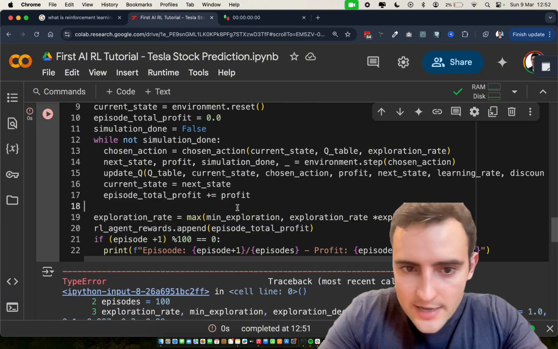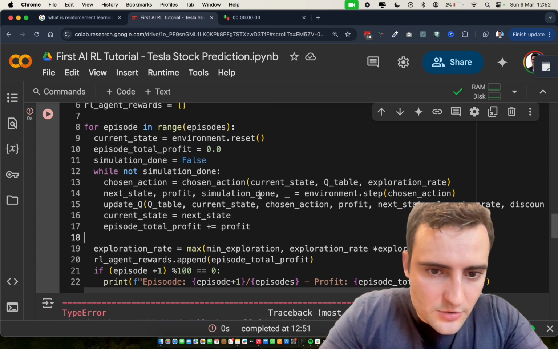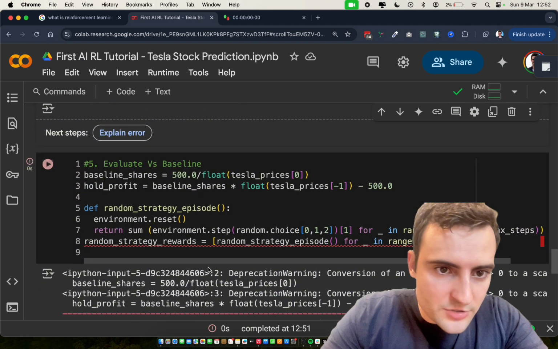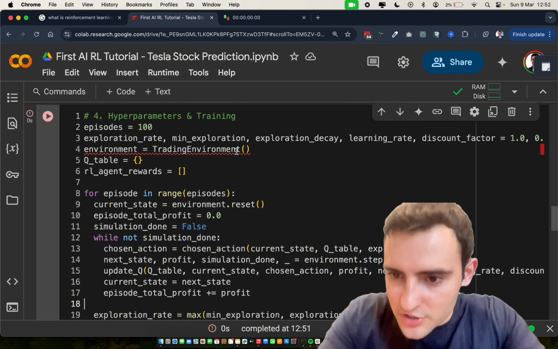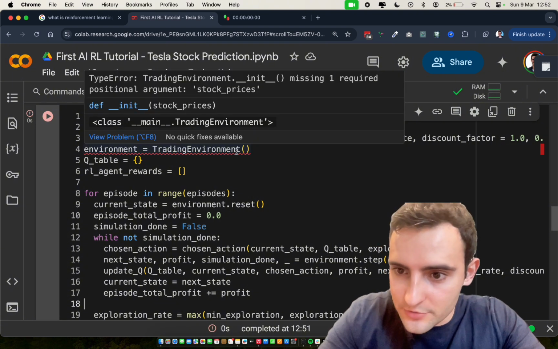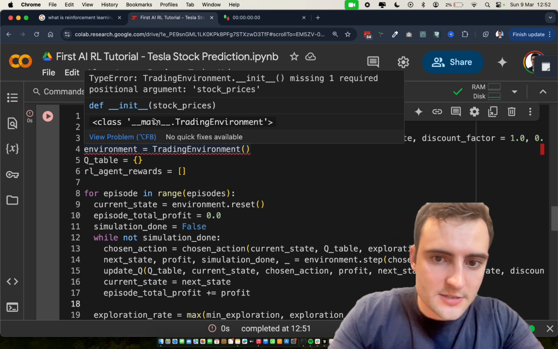Okay, so it's saying that the stock price isn't given here, and so if I go to the very bottom, this is here in the stock trading. This is the part before, so we should probably run this. But yes, I actually indeed have to set the Tesla prices. So I do Tesla prices.